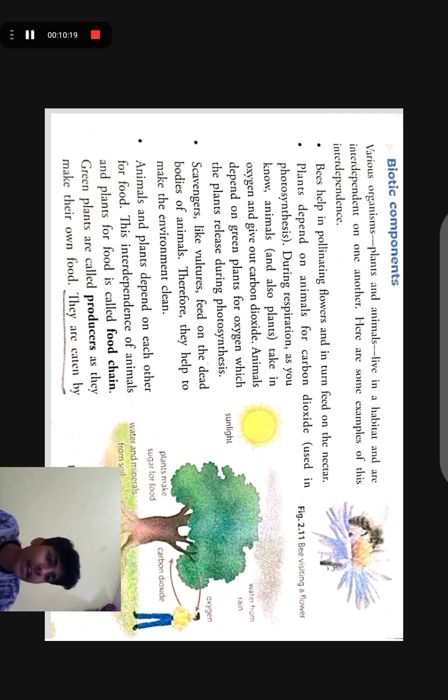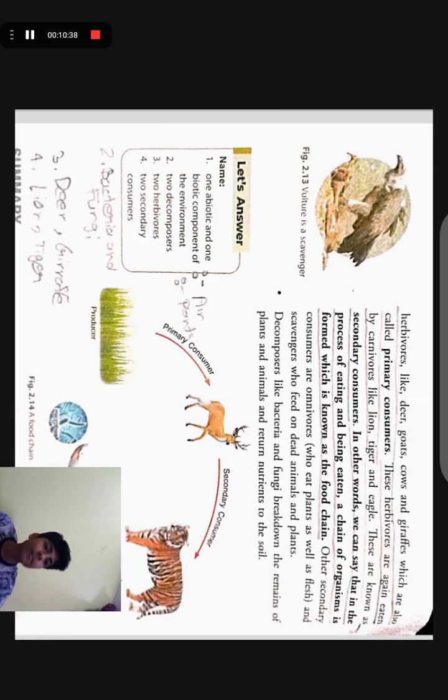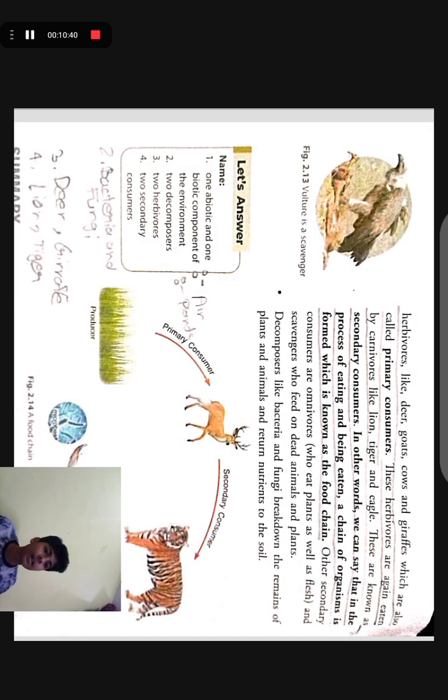Now in this picture you can see the process of photosynthesis. You can see the sunlight is coming. The plants make sugar from the water and minerals from the soil that they are consuming. They are giving us oxygen and we are giving them carbon dioxide. Water from rain is coming, etc. Let's come to the next picture.